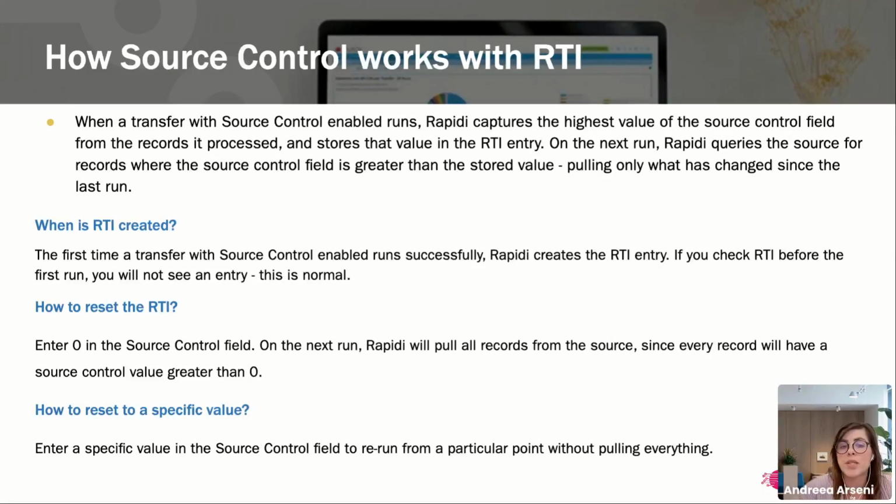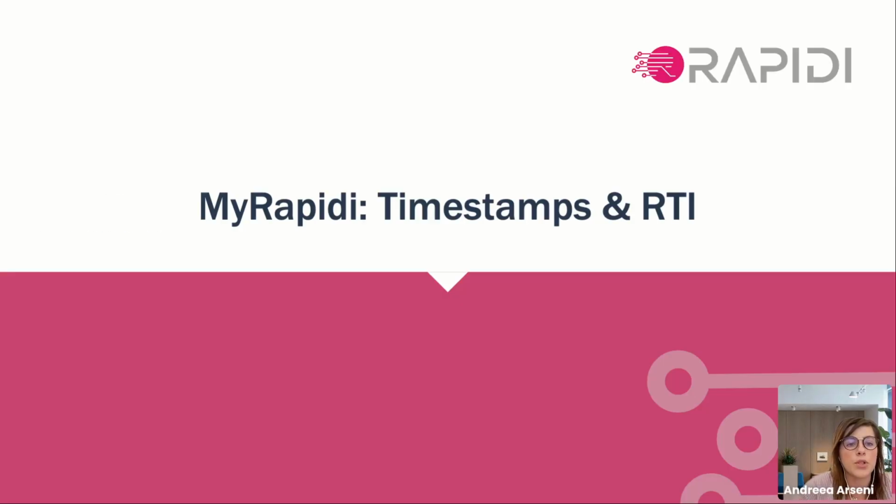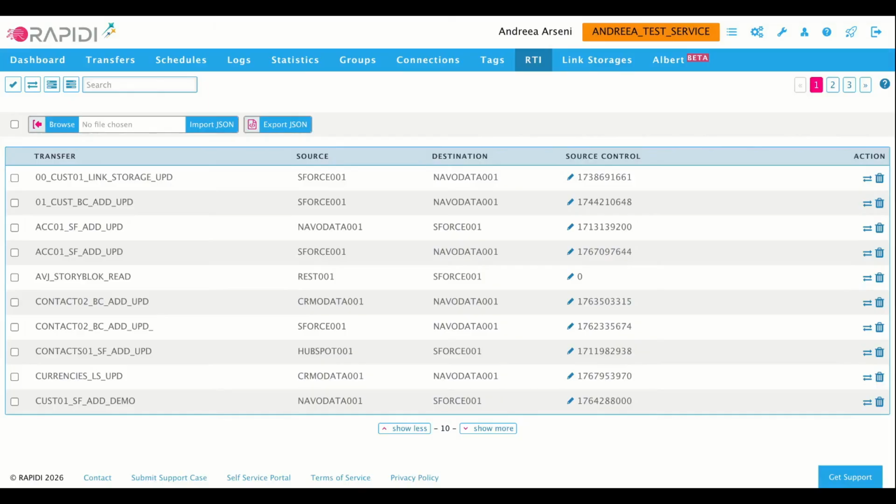You can also reset the RTI to a specific value. If you want to do that, you can edit the source control field on the RTI page and set up something that you need. Then your transfer will run from that particular point onwards. So that would be this part. I'm going to share my screen so you can see that.